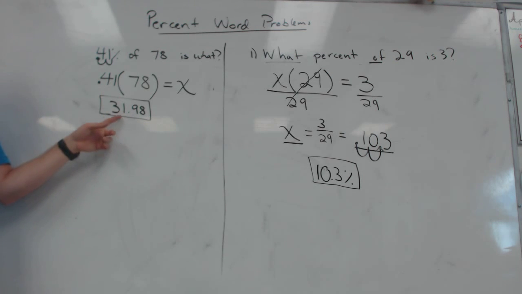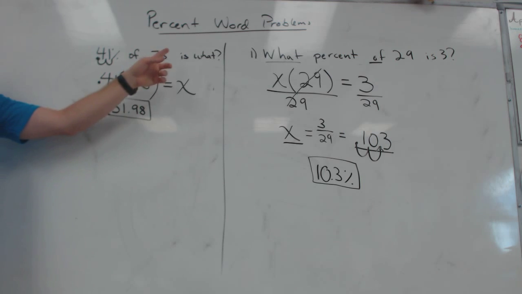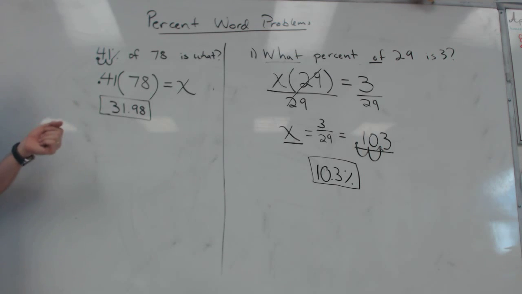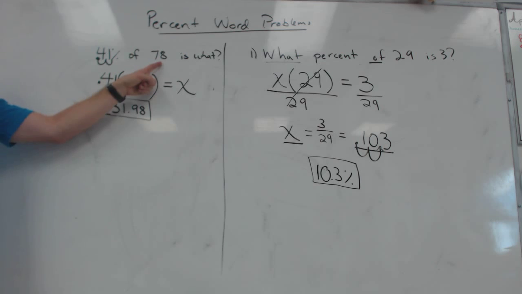We could rephrase this as 31.98 is 41% of 78. Right? 41%, that's just less than half. So let's just kind of think about this for a second. Does this number look like less than half of this number?